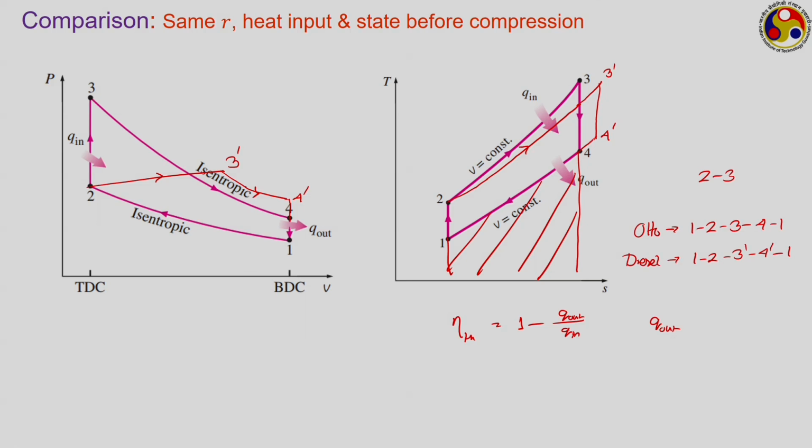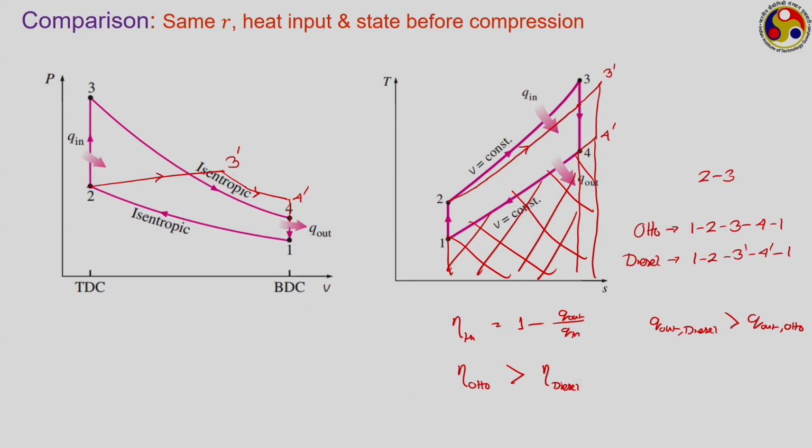How much is it for the diesel cycle? For the diesel cycle, your area is this much. So, Q out for diesel is greater than Q out for Otto. So, here again, as it is having larger heat rejection but same amount of heat input, thermal efficiency for the Otto cycle is greater than thermal efficiency for the diesel cycle.